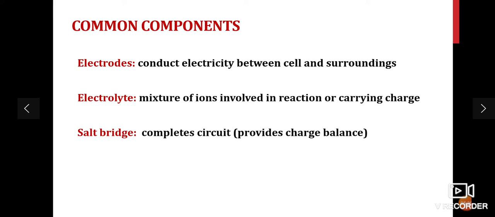What are the common components in electrochemical cells, in the galvanic cell as well as the electrolytic cell? We must have electrodes, electrolytes, and the salt bridge. Electrodes conduct electricity between the cell and the surroundings. An electrolyte is a mixture of ions involved in the reaction or carrying charge. Usually electrodes are immersed in the electrolytic solution. And what is a salt bridge? It completes the circuit. It provides the charge balance.